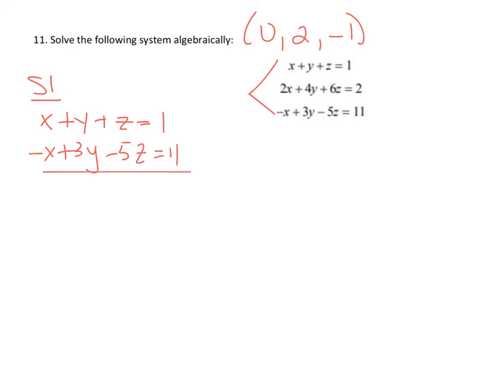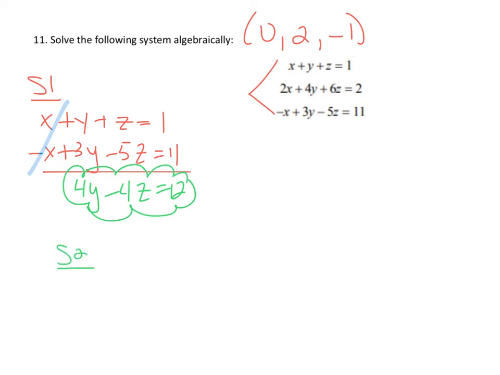Okay, and then these x's will cancel out, and I'll be left with 4y minus 4z equals 12. And I cloud it because I know I'm going to use it again. And then step 2, I want to cancel out the same letter. So remember, you want to cancel out the same letter in step 2. If you do not do that, you're going to be very confused.